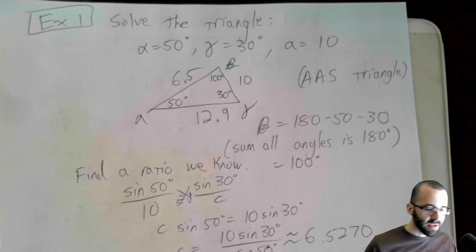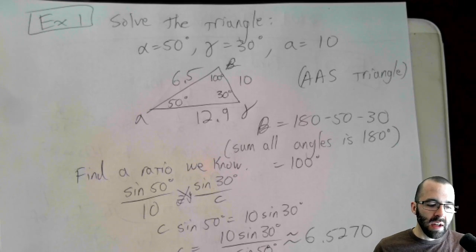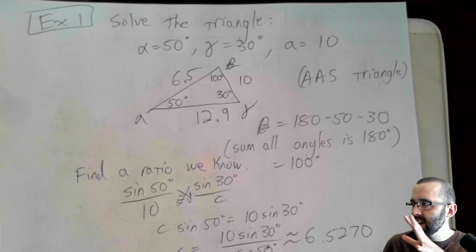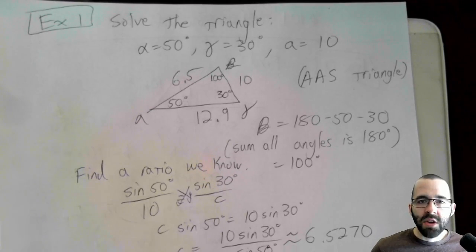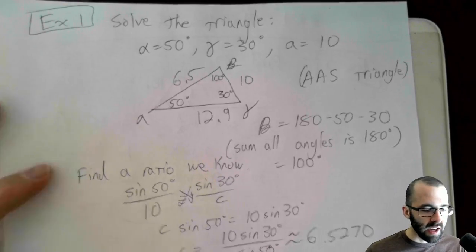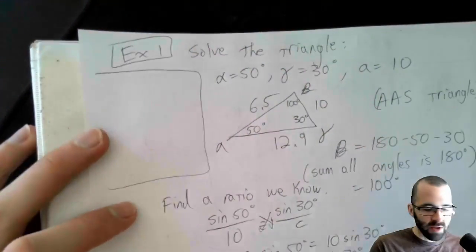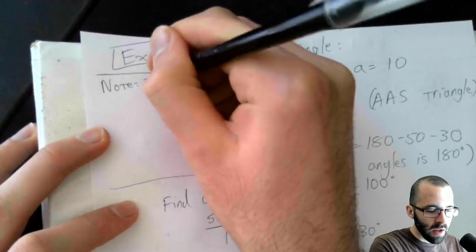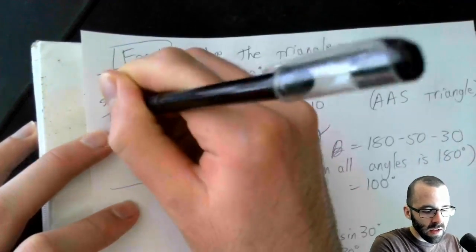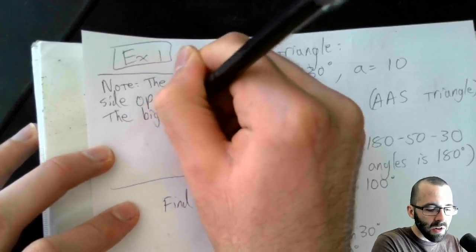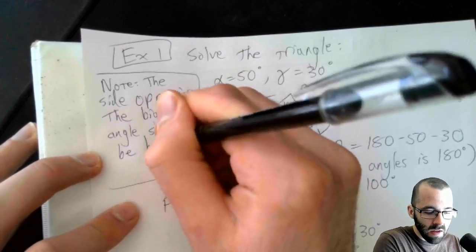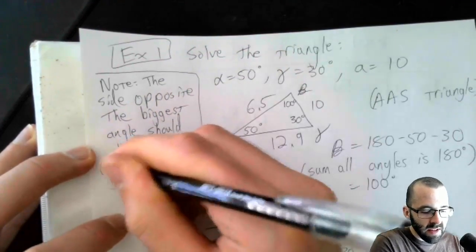Now, something you may or may not know about triangles is that, and this is related to the law of sines actually, there's always a correlation between the size of an angle and the size of its opposite side. So as soon as you finish your answer, do a gut check. Okay? So here, I'm going to write it down right next to the triangle. Note, the side opposite the biggest angle should be biggest. And same for the smallest angle.